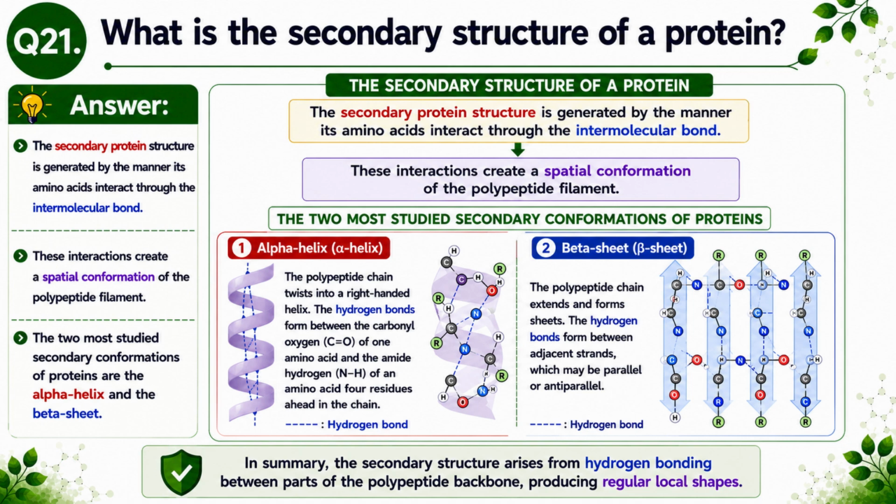Question number 21. What is the secondary structure of a protein? Answer. The secondary protein structure is generated by the manner its amino acids interact through the intermolecular bond. These interactions create a spatial conformation of the polypeptide filament. The two most studied secondary conformations of proteins are the alpha-helix and the beta-sheet.